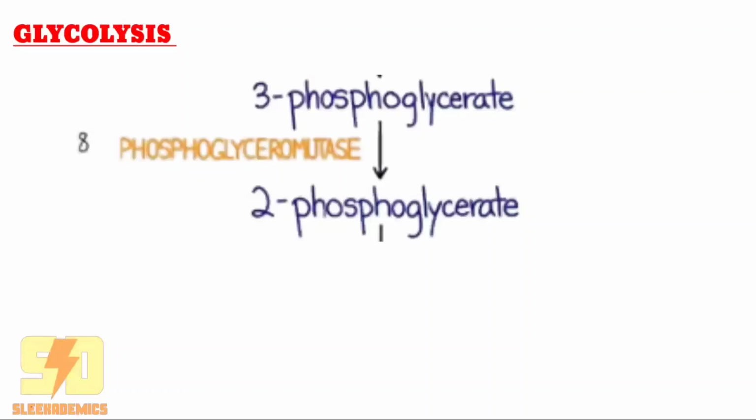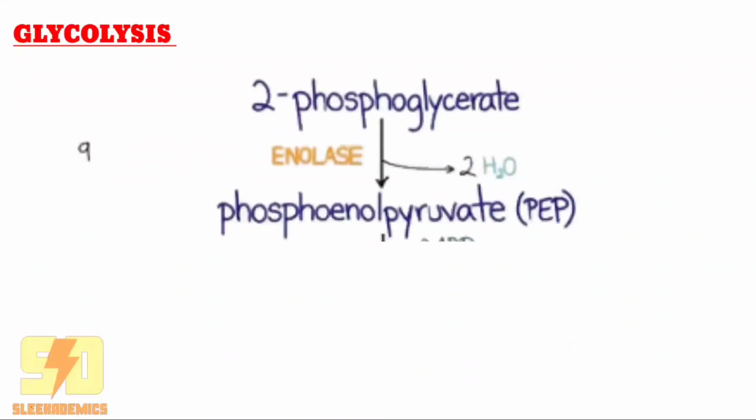Now, at this point, a little bit of rearrangement is done. The 3-phosphoglycerates will now be rearranged to 2-phosphoglycerates. That is, the phosphate group has been moved from the third carbon to the second carbon of the molecule, and this is overseen by the enzyme phosphoglyceromutase.